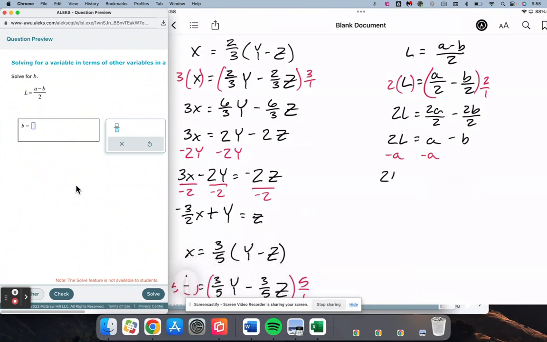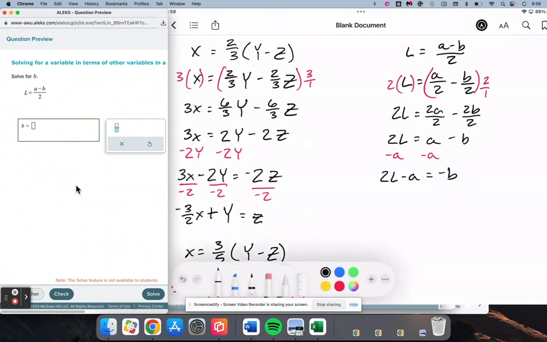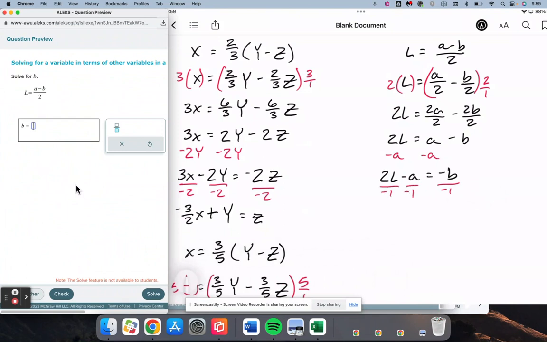So we get 2L minus A equals negative B. We don't want negative B, we want positive B, so we're going to divide by negative 1 across the board there. 2 divided by negative 1 is negative 2L. Negative 1A divided by negative 1 is going to be positive A. And then gives us a positive B on the right. So B is negative 2L plus A.